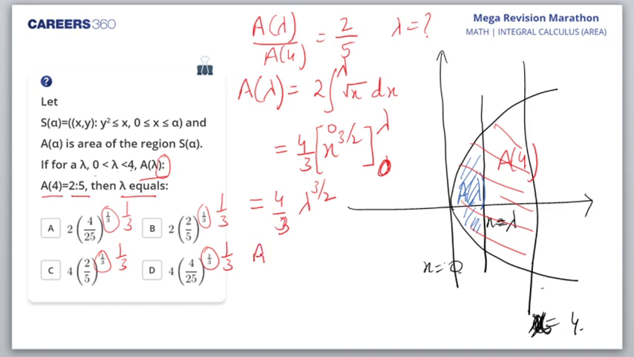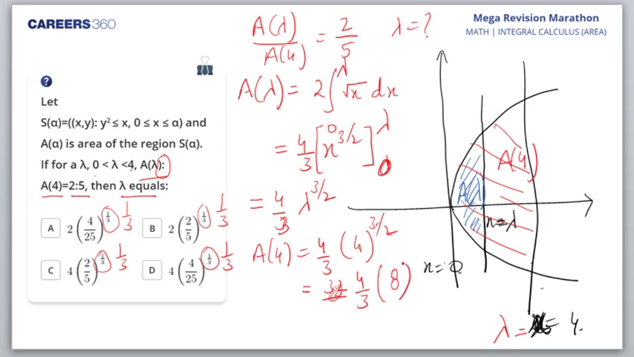Now when I write A4, instead of lambda, I'll get 4. Okay? Lambda is equal to 4 here only. Okay? Now, 4 under root would be 2. 2 cube would be 8. So this is 32 by 3. Now, okay, 4 by 3 I won't solve. So 4 by 3, let it be like this. And this is 8. Okay?